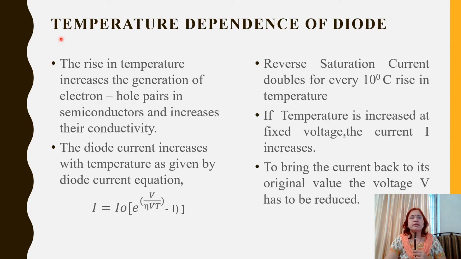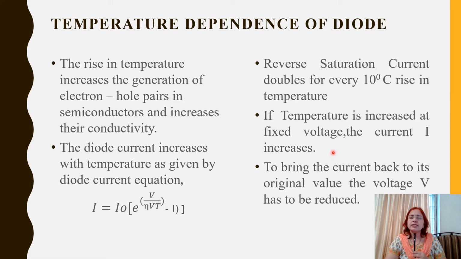The next topic is temperature dependence of diode. We have already seen that the rise in temperature causes the breaking of some of the covalent bonds and there is an increase in the generation of electron hole pairs in semiconductors and therefore that increases the conductivity. The diode current increases with temperature as given by diode current equation. I equals to IO e raised to V upon eta Vt minus 1, where IO is the reverse saturation current, which is totally temperature dependent. Reverse saturation current doubles for every 10 degrees Celsius rise in temperature.